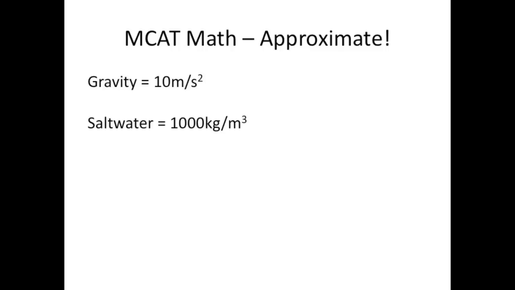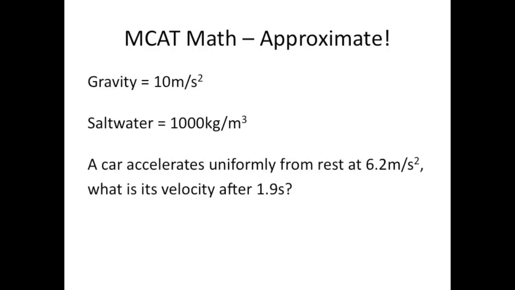The MCAT people don't really care if you can calculate or crunch numbers well, so they make calculations easy on purpose. It's the reasoning that gets you to those calculations that's the hard part. That's what they care about. So with that said, on the MCAT, gravity is a nice and simple 10 meters per second squared, not 9.8. The density of salt water, which you see in Archimedes principle type questions, is normally 1,024 kilograms per meter cubed, but treated the same as fresh water at 1,000.